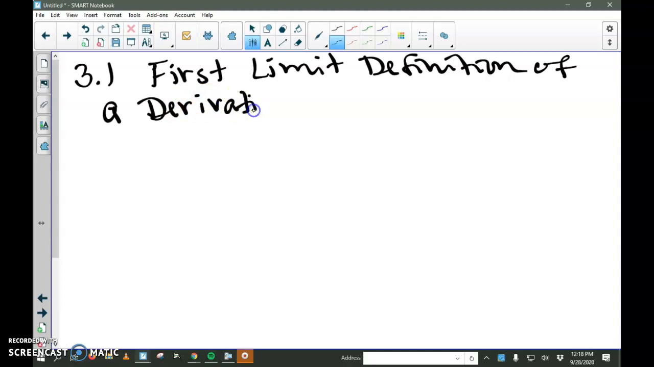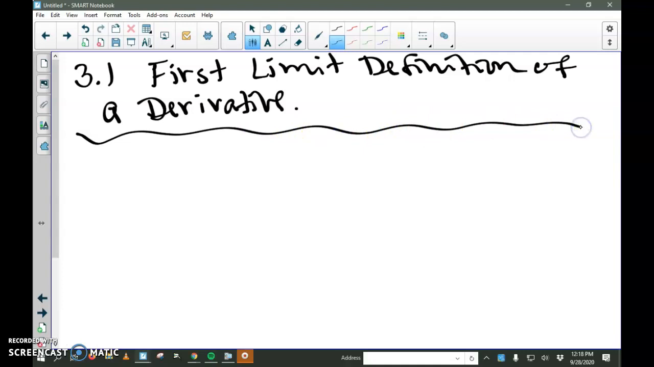Saying the first limit definition of a derivative implies that there are multiple, and that is true. There are two limit definitions of a derivative. Now, before we talk about this first limit definition of a derivative, let's actually define what a derivative is. So there are three ways that we can express a derivative. And so one, we could say a derivative is a slope of a tangent line.